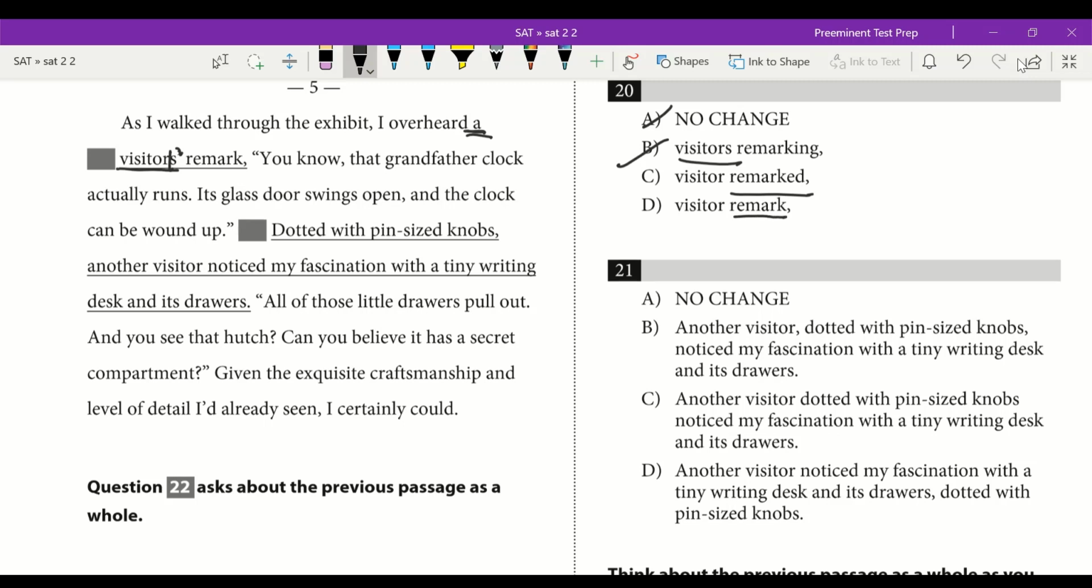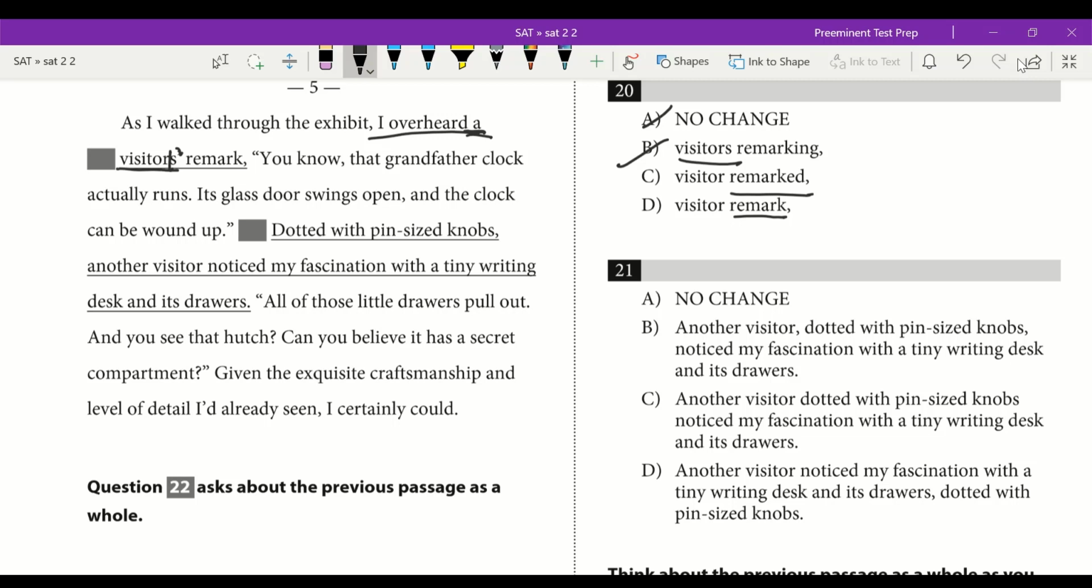Well, did a visitor remarked? Does that sound right? No. It's a visitor remark. I overheard a visitor remark. If it was "I overheard a visitor remarked," that doesn't work because you can't overhear a visitor remarking in the past tense, right? She overheard a visitor remark, so she overheard a visitor say something. It wouldn't work if she was to say, "I overheard a visitor said something," right?